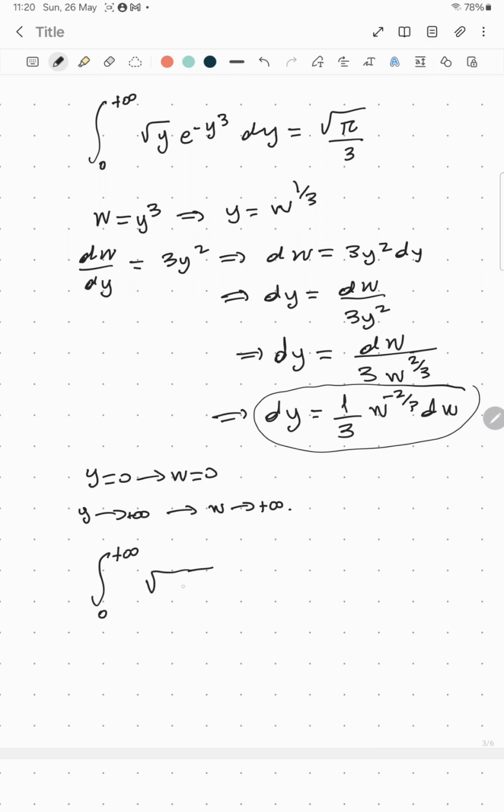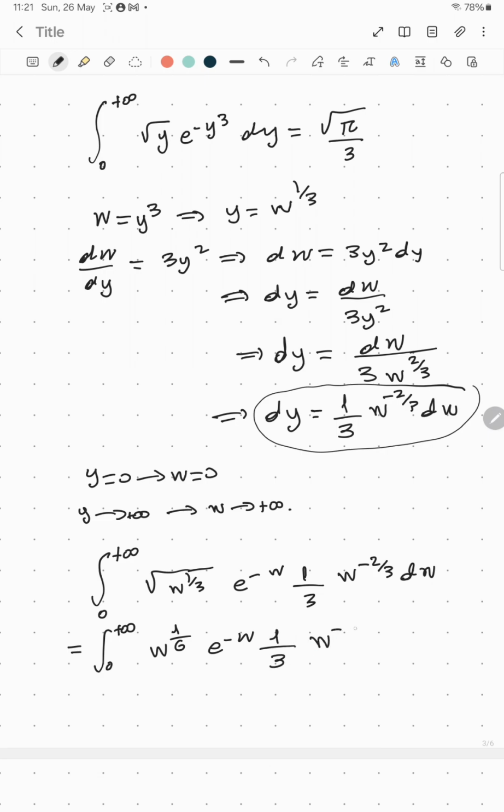y, which is w to a third power, like that, e to the minus w, and I change the dy with this expression here. This is w to the power of 1 over 6 e to the minus w times a third times w to the minus 2/3 dw.